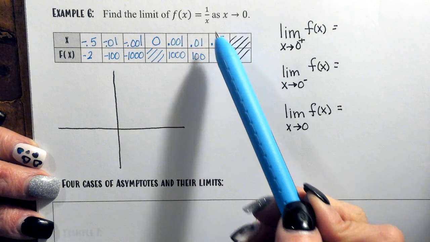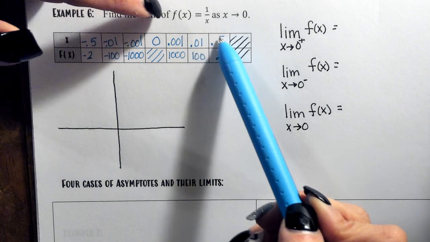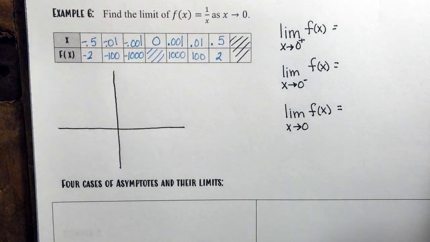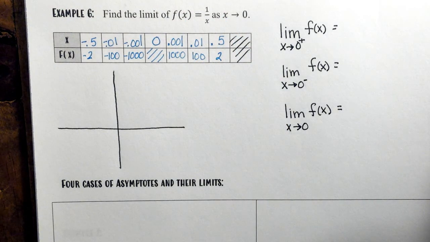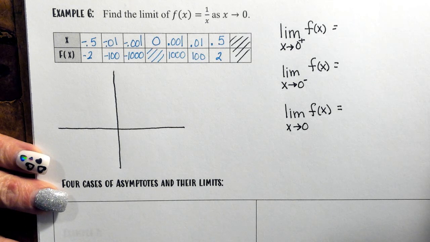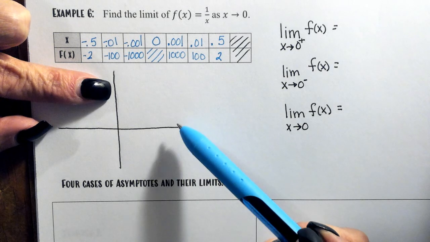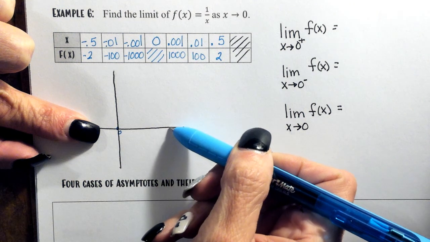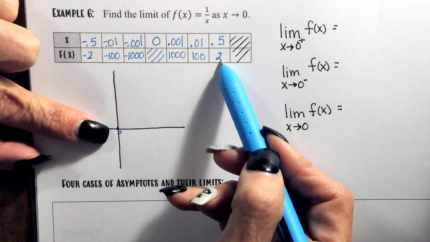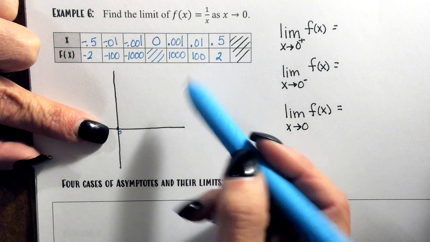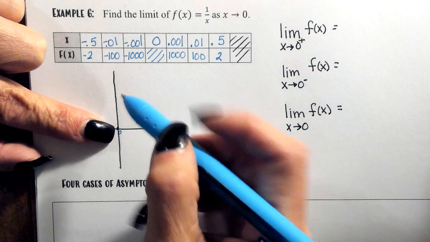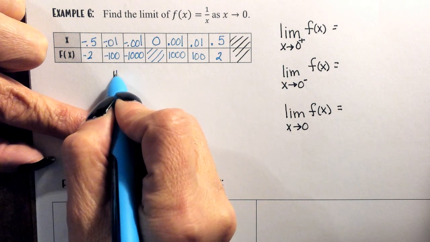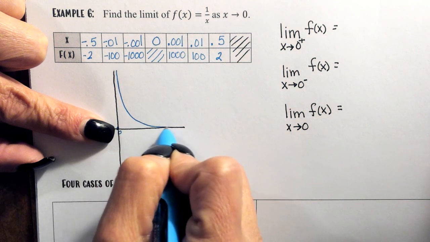And you know what? If you plugged in 0, 1 over 0 is a number over 0. And remember, when you get a number over 0, it's undefined. So you can't just plug 0 in. It's not going to work. So we're going to have to graph it. So here's what happens. As we approach, remember, 0 is our origin. As we come in from the right, what are these numbers doing? 2, 100, 1,000. As we get really, really close to 0, do you see that our graph is going up? It never touches 0. It just gets really, really close. It looks something like this.